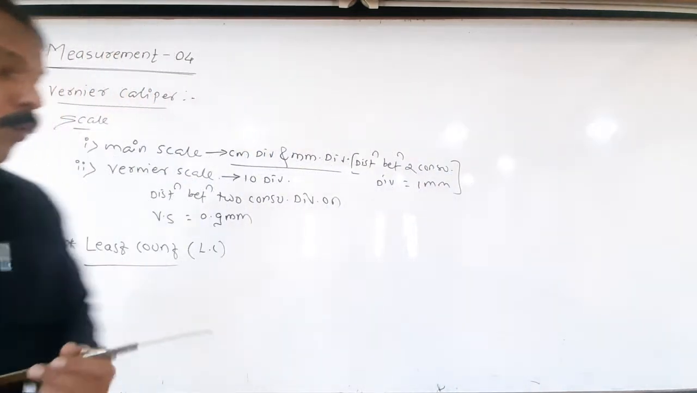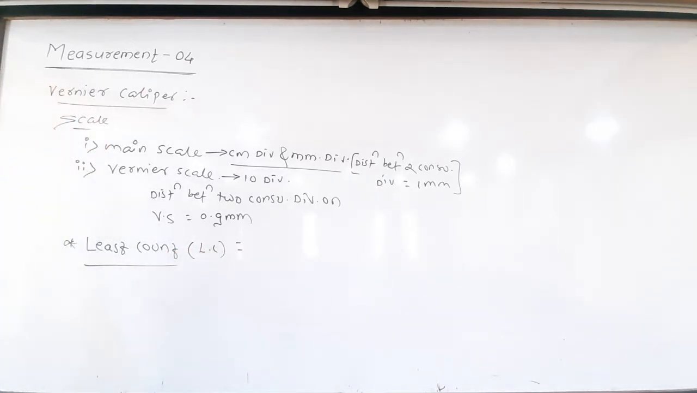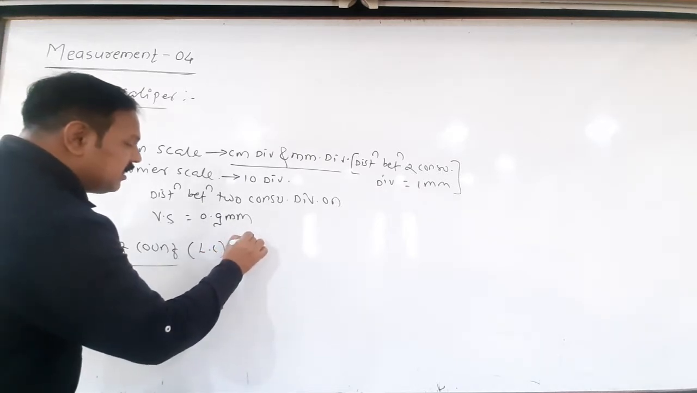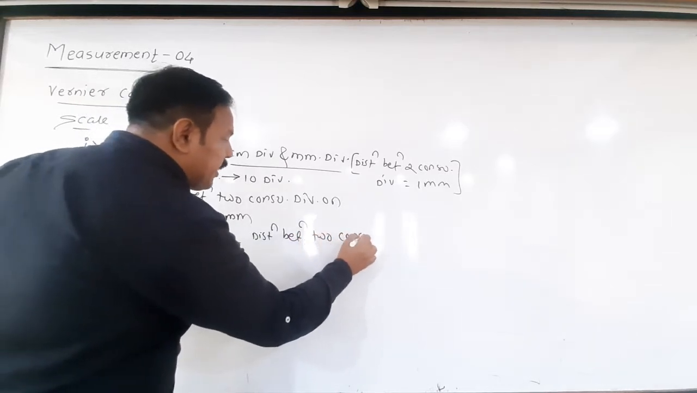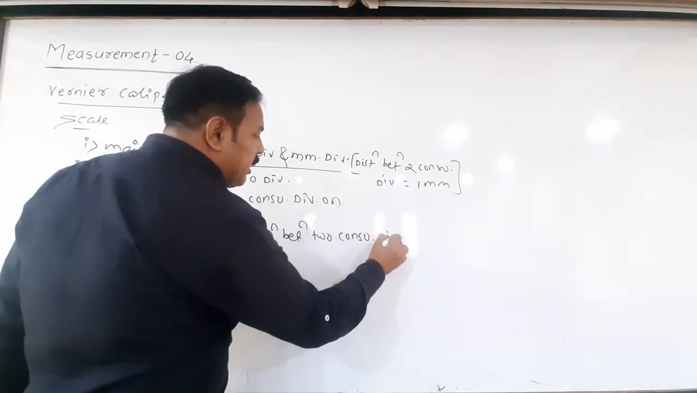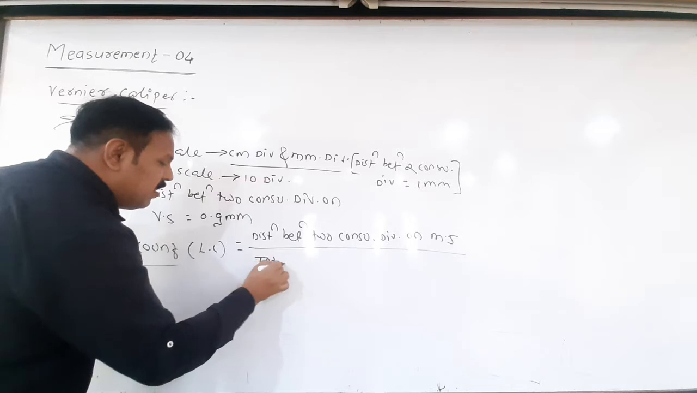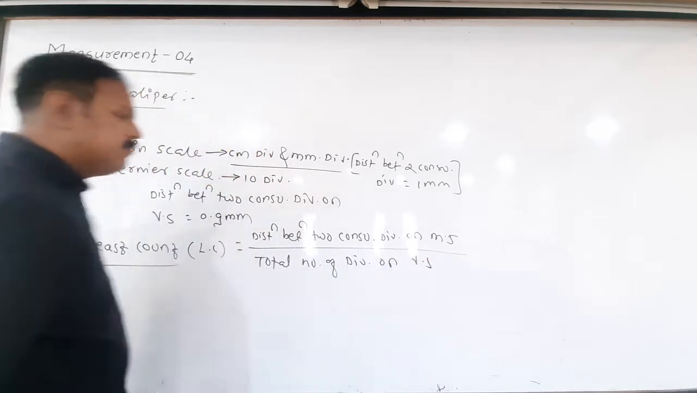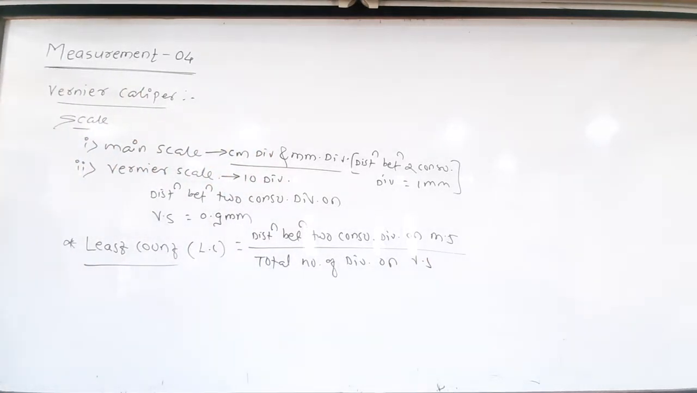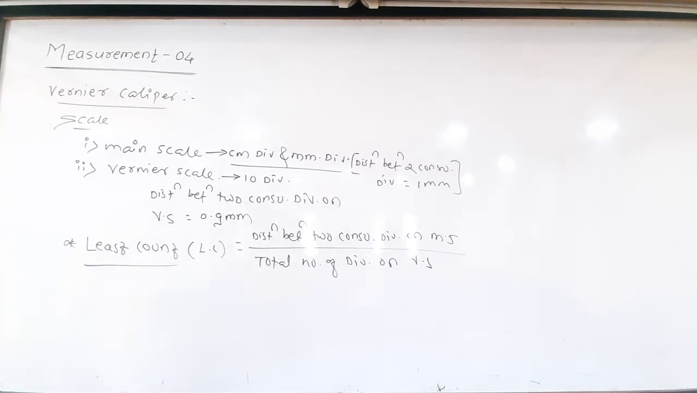So here, how to define the least count of the vernier caliper mathematically? See here. Mathematically it is defined as the distance between two consecutive divisions on the main scale divided by the total number of divisions on the vernier scale. Remember? Look at the formula for least count. Least count is defined as the ratio of the distance between two consecutive divisions on the main scale to the total number of divisions on the vernier scale.